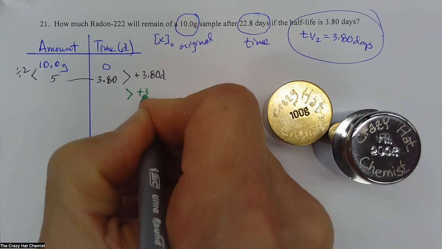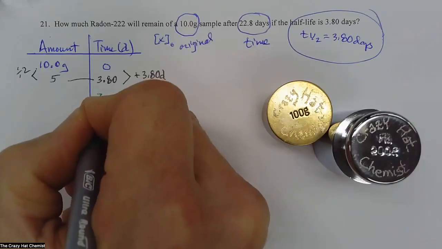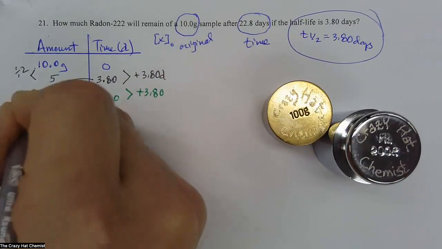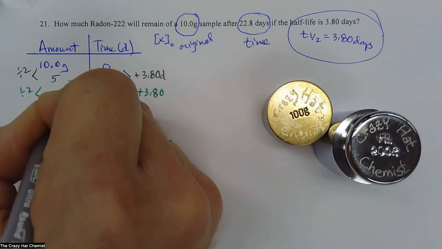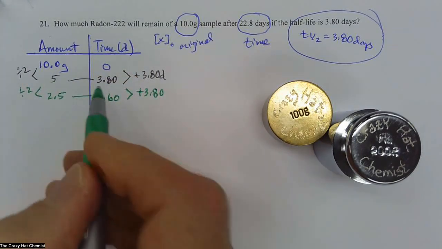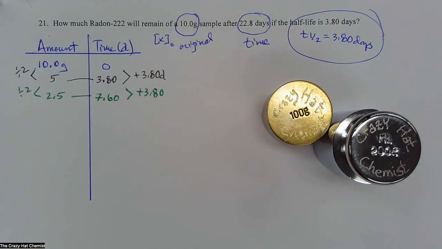We're going to add 3.80 days, and we're going to get a total time of 7.60. We're going to divide this side by 2. We're going to get 2.5. Is this 22.8 days? No, it is not. So I need to keep on going.